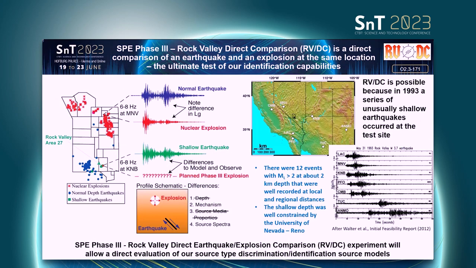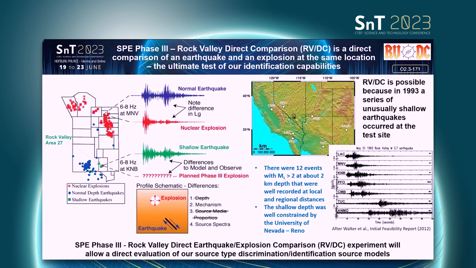And for SPE phase three, which is called the Rock Valley Direct Comparison Test, we're actually moving to a third geology, which would be Paleozoic limestone or Paleozoic sedimentary rocks. This is made possible because in 1993, there was a series of unusually shallow earthquakes on the Nevada National Security Site. Most earthquakes in Nevada happen at the brittle-ductile transition, 9 to 11 kilometers depth. But for some reason, in 1993, in the southern part of the security site, there was a series of at least 12 greater than magnitude 2 earthquakes that initially seemed to be at depths of 2 kilometers or less.